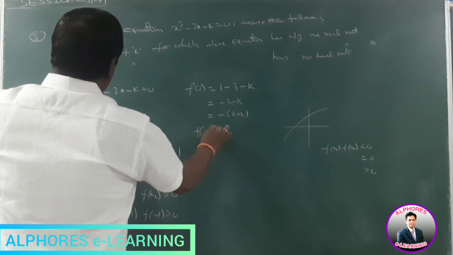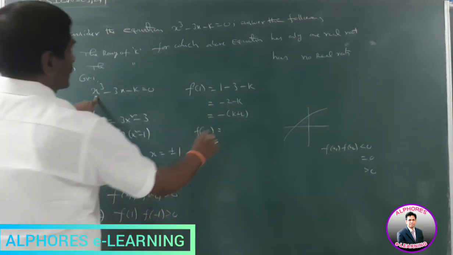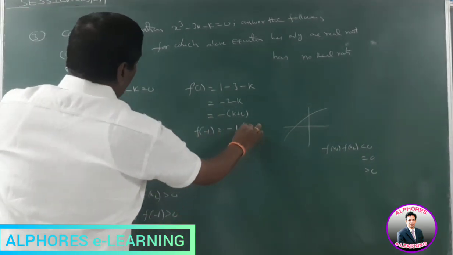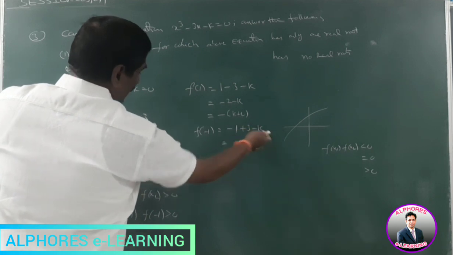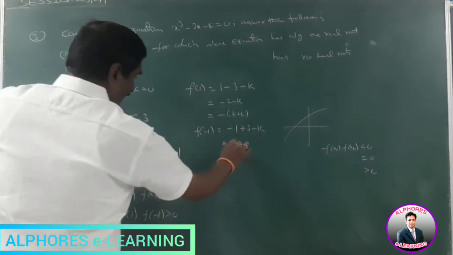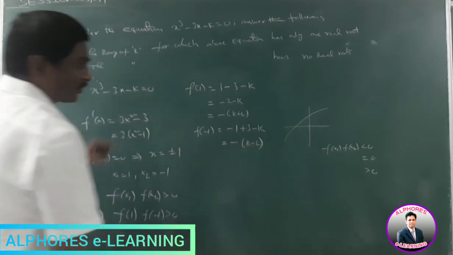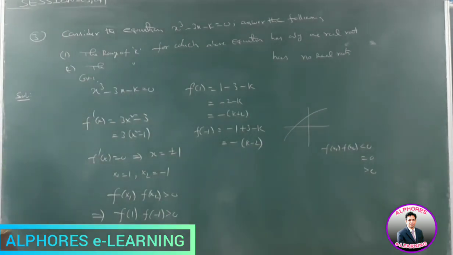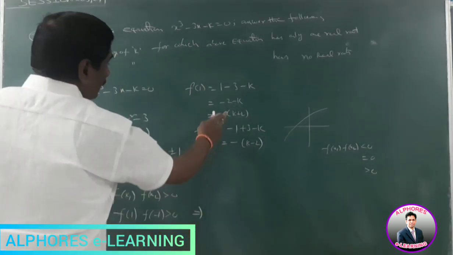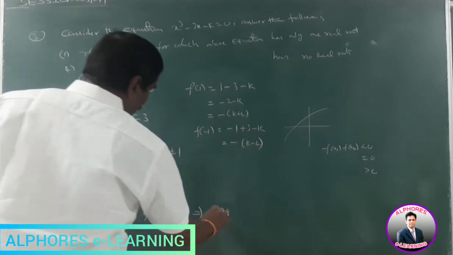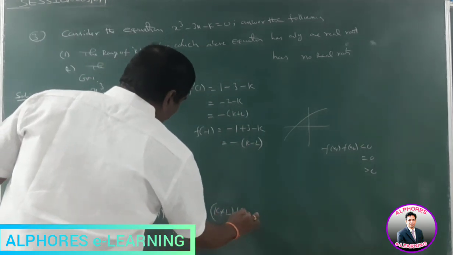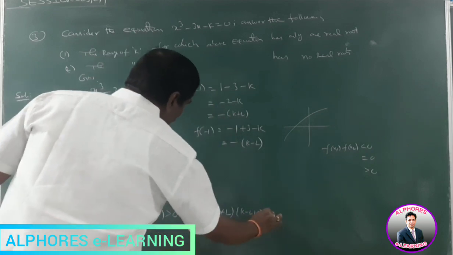Okay. f of minus 1. What is the value of f of minus 1? Minus 1 whole cube means minus 1 plus 3 minus k, that is equal to 2 minus k. 2 minus k means minus of k minus 2. So substitute these values in this equation. That implies f of 1 into f of minus 1 is minus of k plus 2 into minus of k minus 2, that means k plus 2 into k minus 2. Minus into minus is plus. This value is greater than 0.